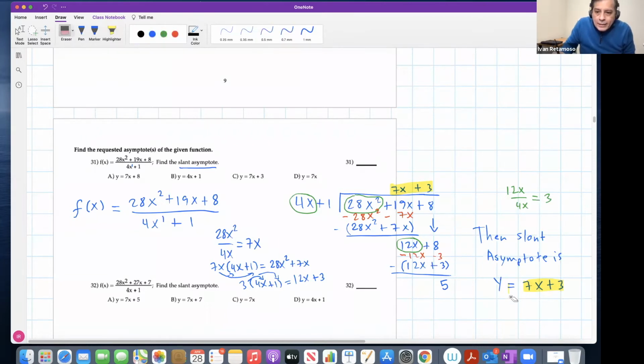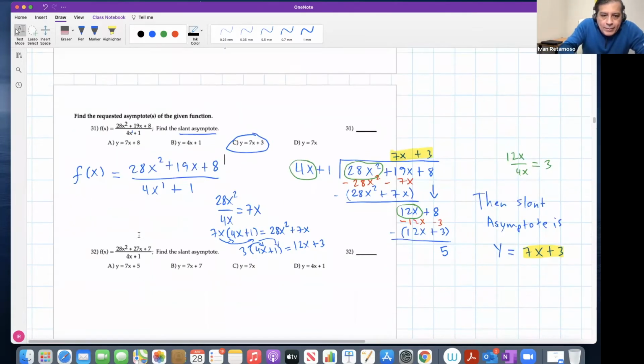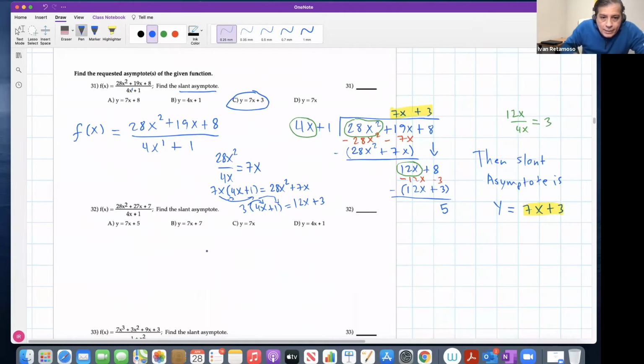Yeah, so just do the division, and don't worry about the remainder. Ignore it. The quotient determines the slant asymptote, right? So there you go. Very good. Great. This one is similar, right? I will leave it for you to do at home. Do the long division and the quotient will determine the equation of your slant asymptote, right?